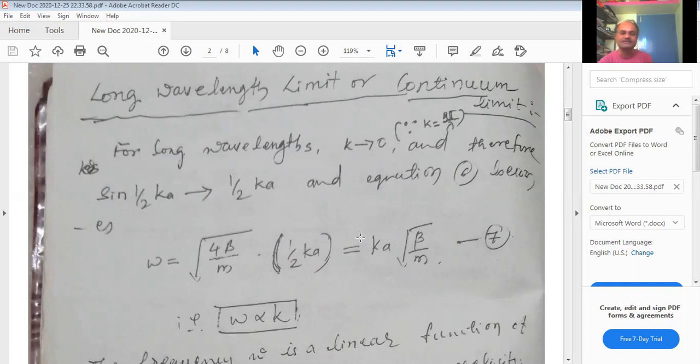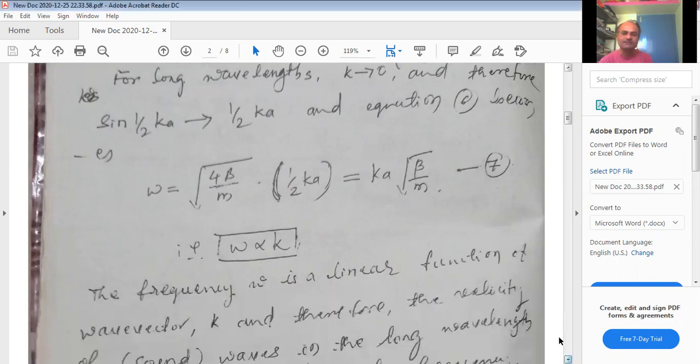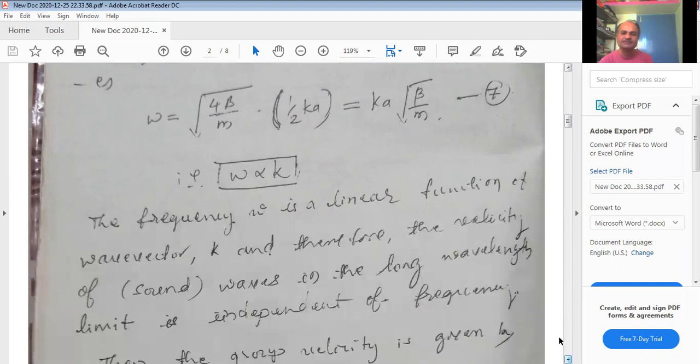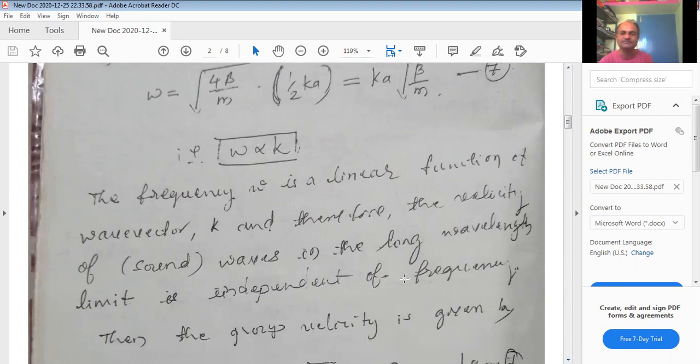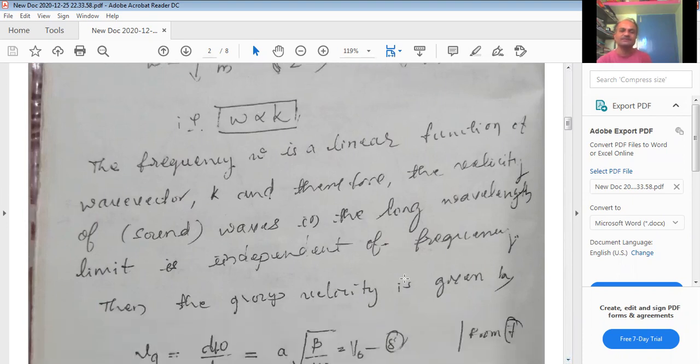And equation 6 becomes like this. It means the dispersion relation becomes like this. So here sin of half ka becomes simply half ka, and simplify this one. You'll get omega as ka into root of beta upon m. So this shows that omega is proportional to k. Omega is proportional to k.